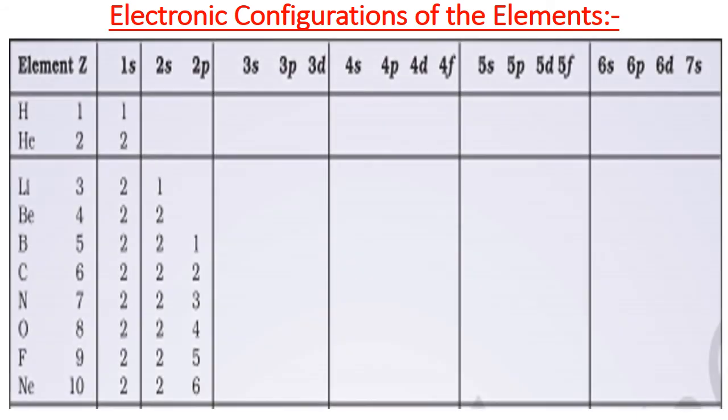Let us know about electronic configurations of different elements. For elements with atomic number 1 to 10, the electrons are filled in 1s, 2s and 2p orbitals. Neon has completely filled orbitals. All 1s, 2s and 2p orbitals are completely filled in case of neon. This is the order of filling of electrons into various atoms of elements.